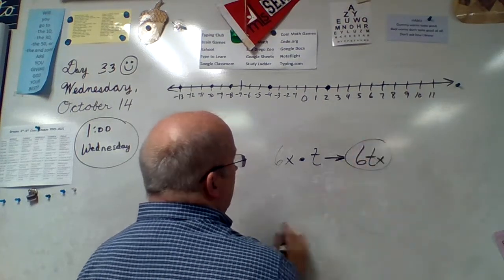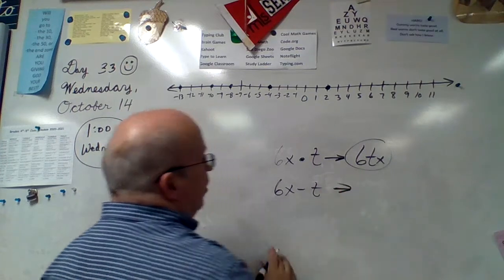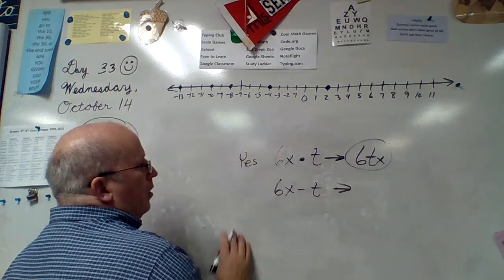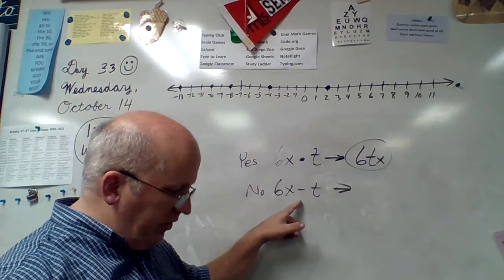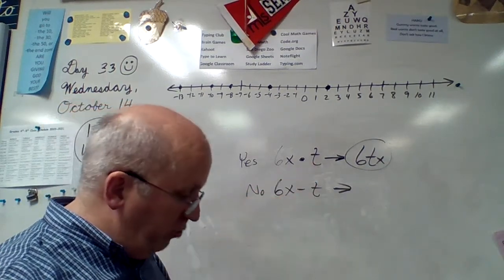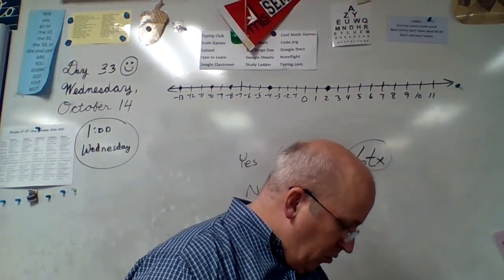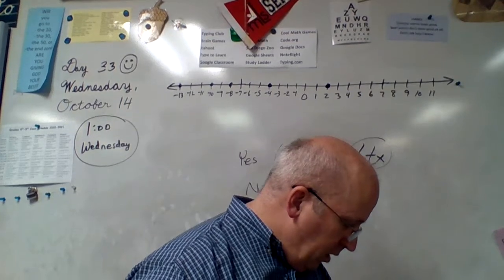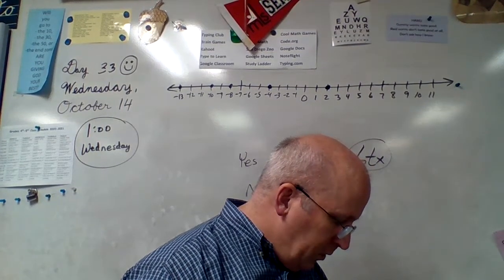This is a monomial. What if I wrote 6x minus t? Would that be a monomial? No, it would not. This is one, and this is not. This has all multiplication signs. This has a multiplication sign and a subtraction sign. Be careful. You're not going to be grabbing the ones that have plus or minus signs. Those are not going to be considered monomials.